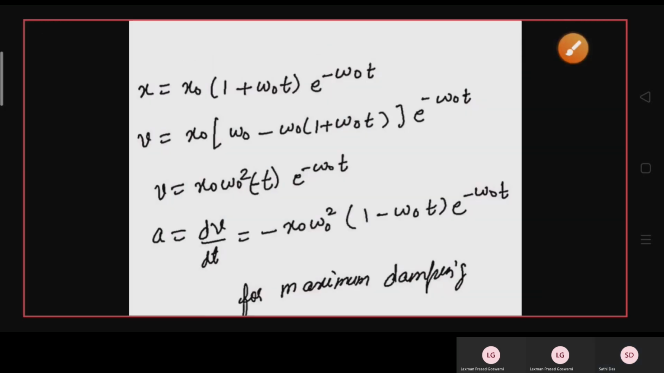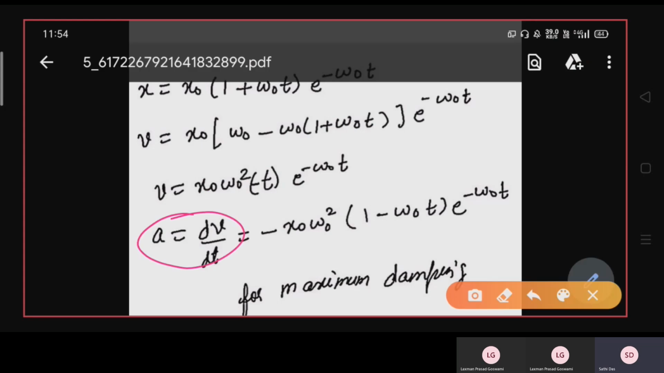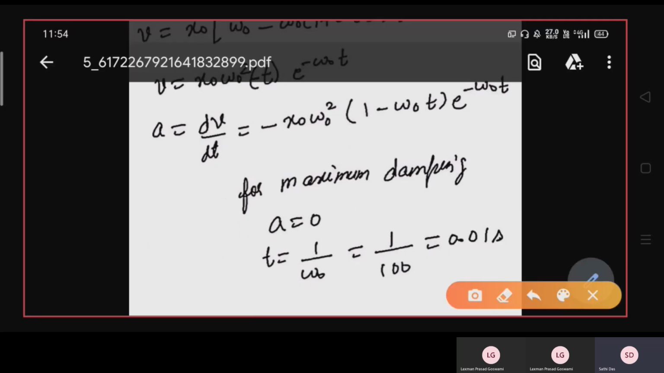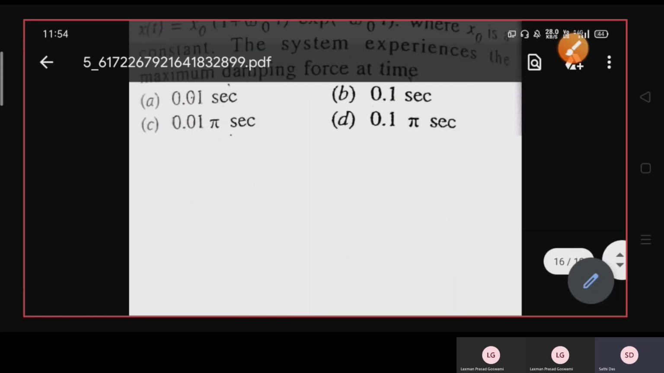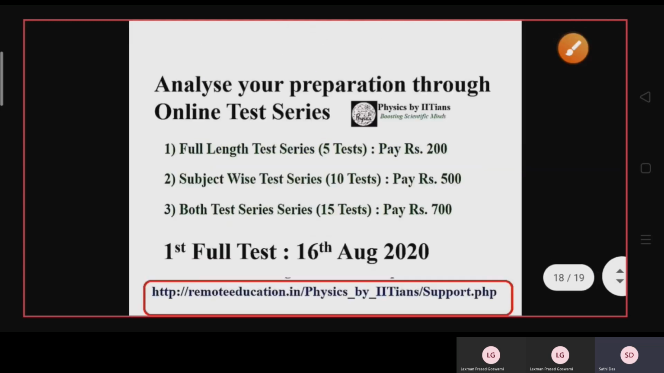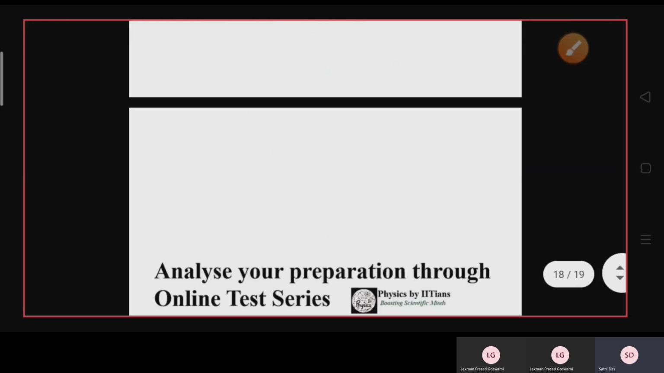Now calculate the acceleration for the maximum of the damping force, that is dV/dt, and it should be 0 for the maximum damping. So putting a equals 0, we get t equals 0.01 second. So this is the answer. Now come to another question. Okay, this is the end of the questions.